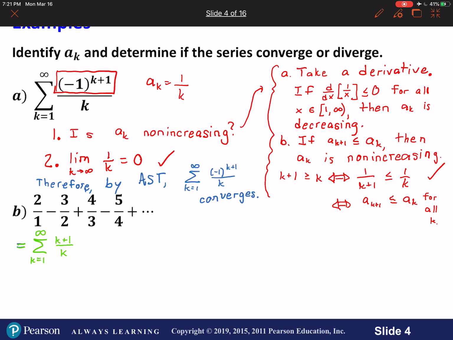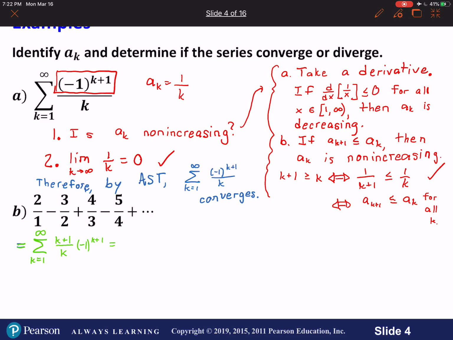This alternates, and so we do need a -1 to the k term here. To figure out if this is -1 to the k or -1 to the k plus 1, we just need to think about what happens to the first term. If we plug in k equals 1 into this series, we would get 2 over 1 times -1 to the 1, which would be -2 over 1. But our first term is actually positive, so that indicates that we should make this a k plus 1 instead.